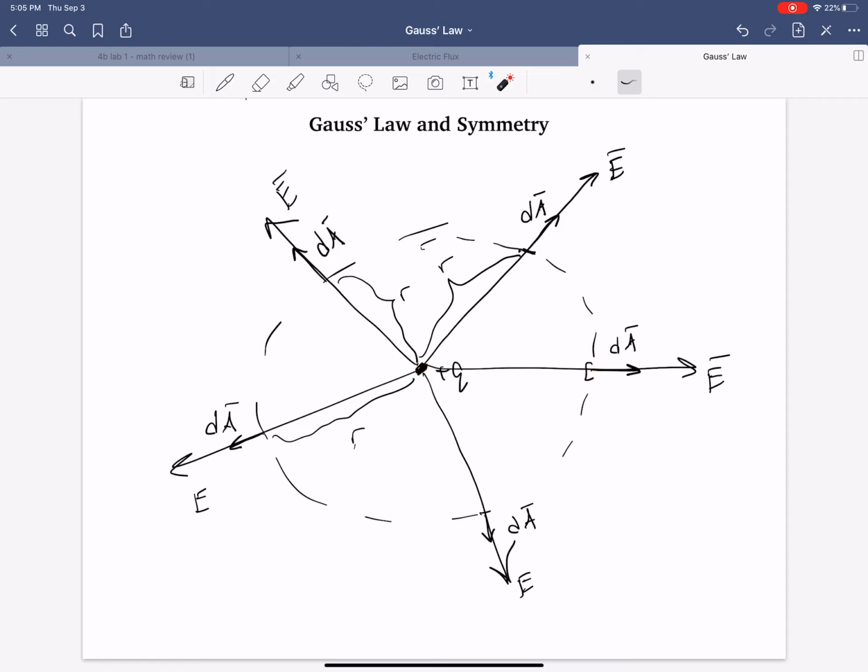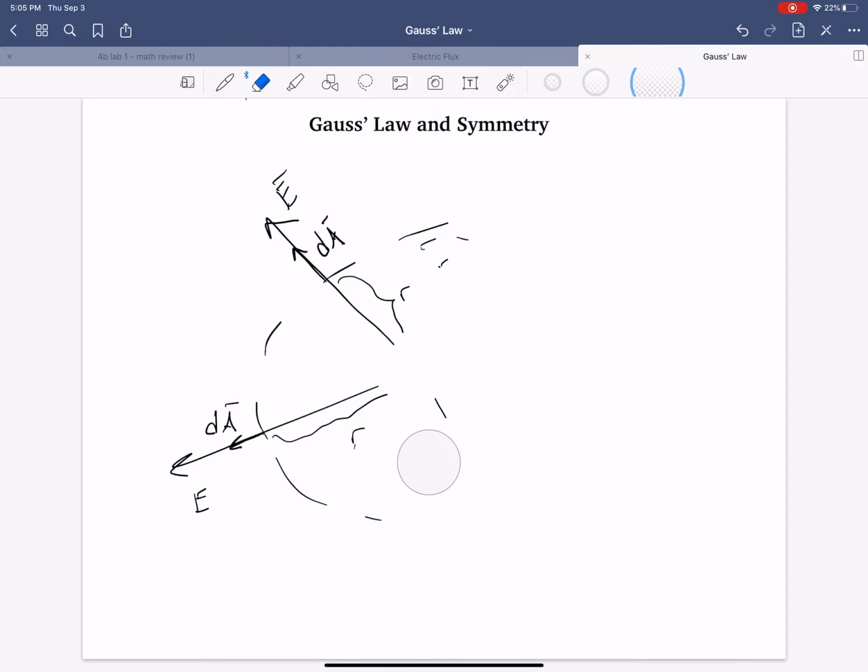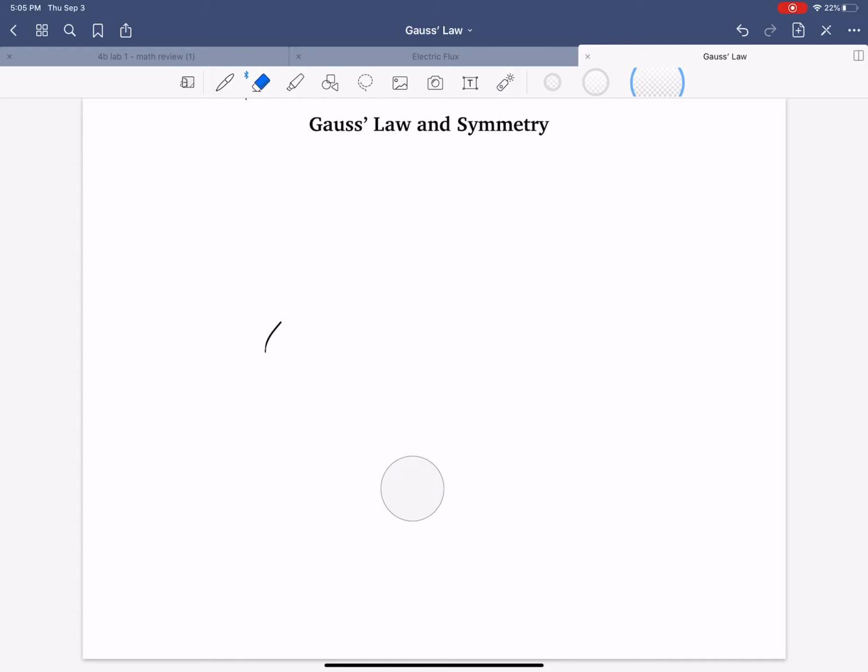So now let's take a look at another type of symmetry. What if you don't have a point particle, rather a different charge configuration? What if you have a line of charge? Right? Let's draw a straight line. This has charge Q on it, right? Well, actually, let's write this as not necessarily Q, but a better way to write this is lambda, right? The charge density is the same or constant. So this is charge per unit length.